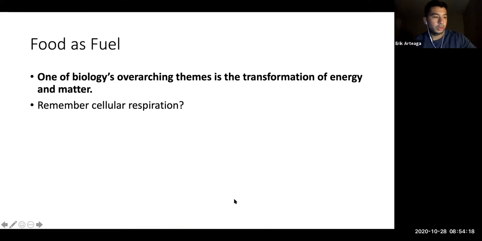Food is fuel. So one of biology's overarching themes is the transformation of energy to matter. Remember cellular respiration? Being able to break down the food into usable energy, to store it as ATP to use as work in the cell, is important. Okay.